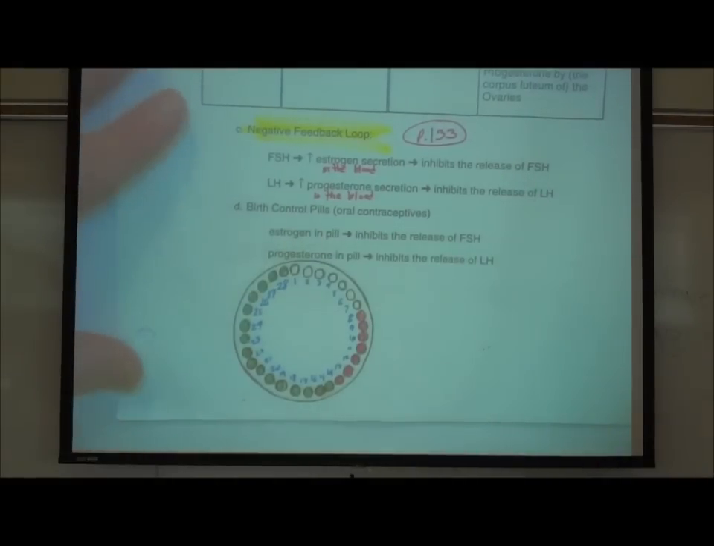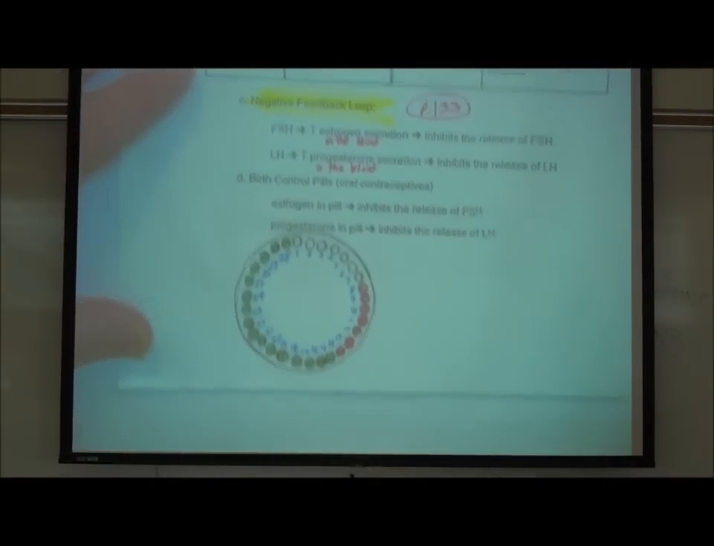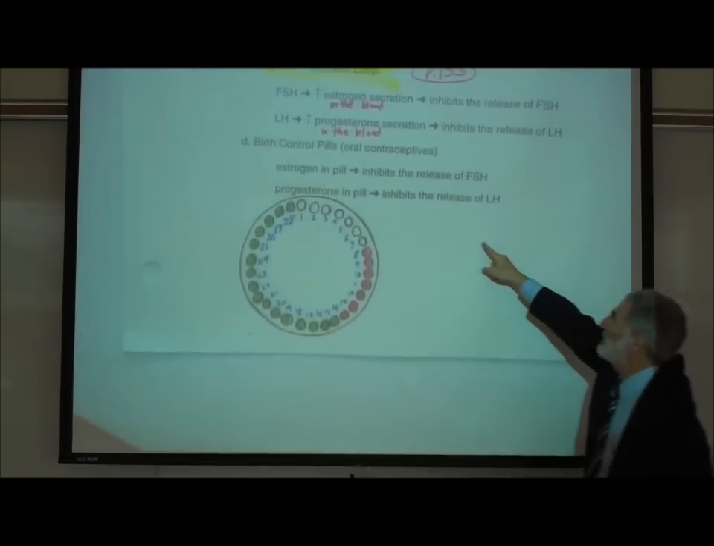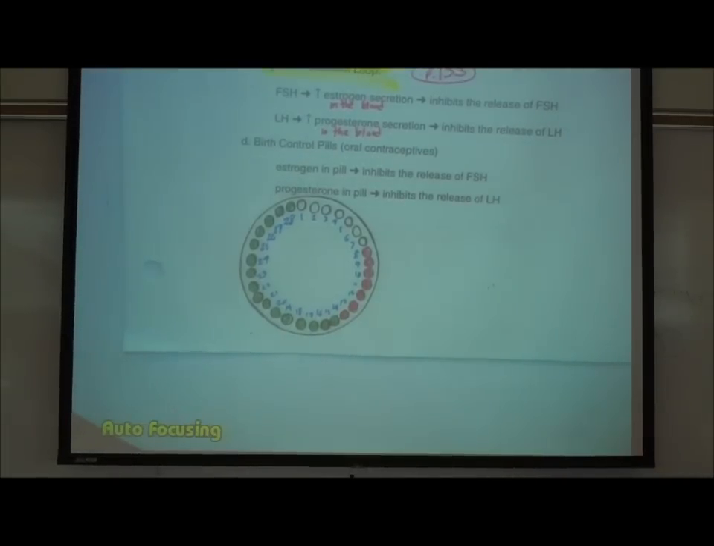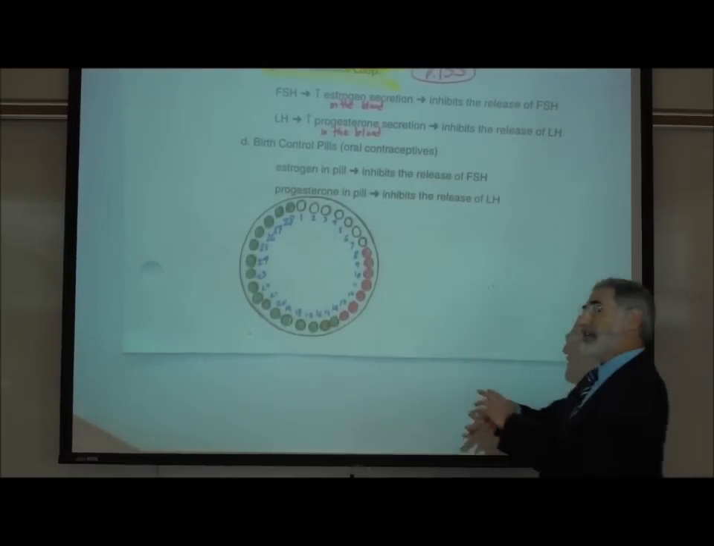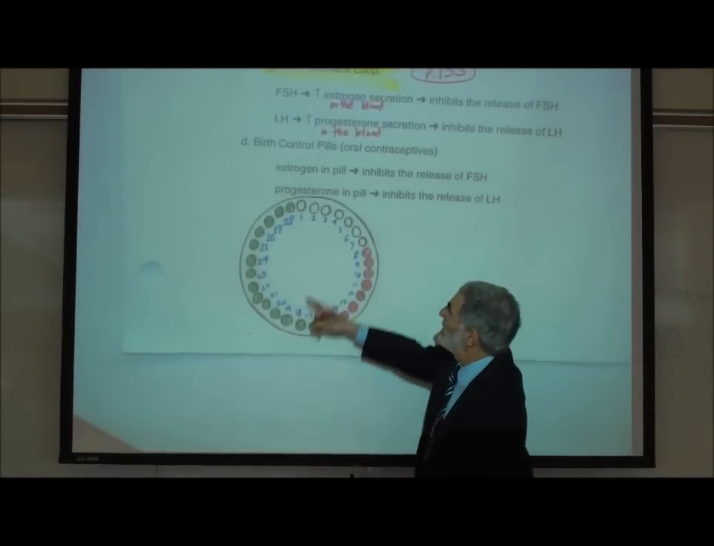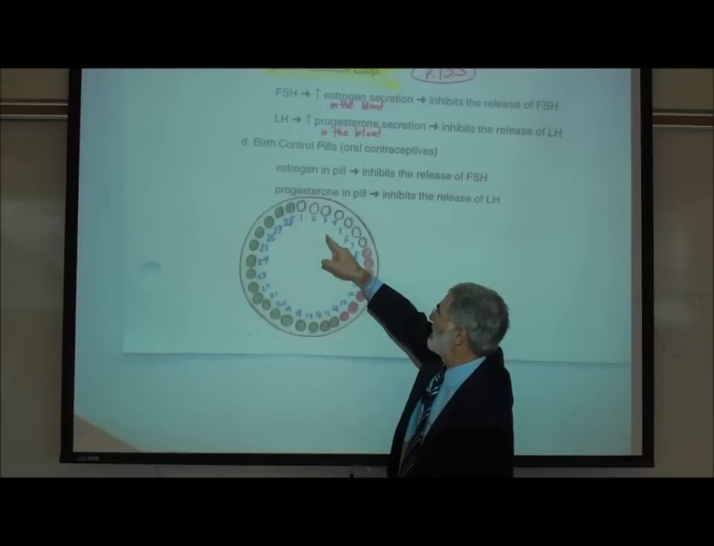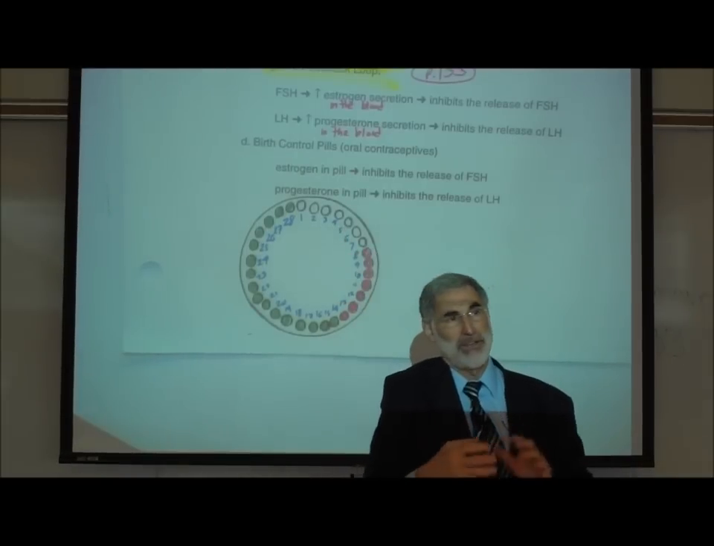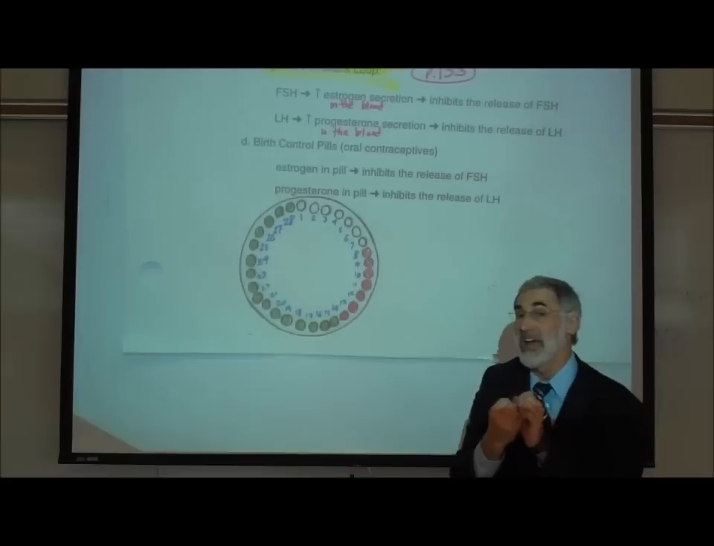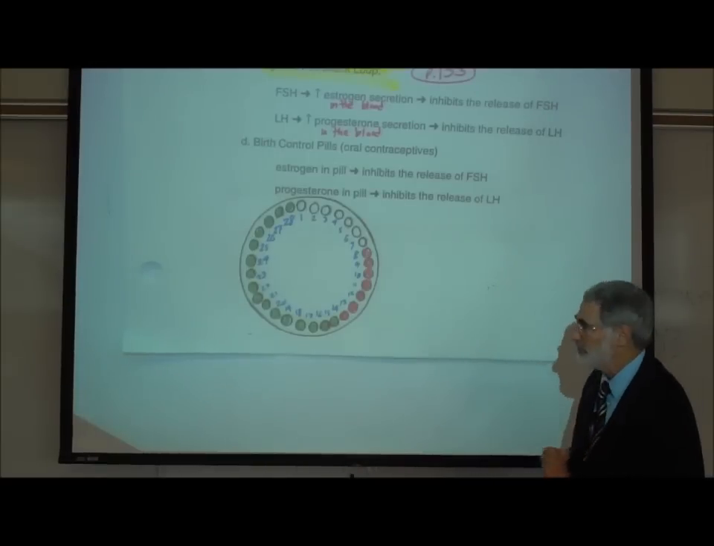All right, but it's a little bit more involved than that. Everybody got the basic idea? All right, so that's exactly what I wrote here. The estrogen in the pill inhibits the release of FSH. The progesterone in the pill inhibits the release of LH. In most of these formulations, those of you who might be familiar with these, first of all, they always have 28 pills. Because when women are taking birth control pills, they have perfect 28-day cycles.